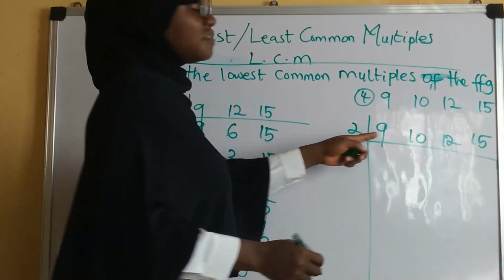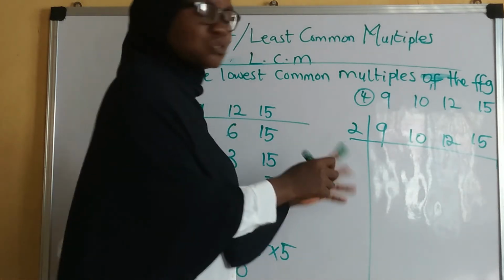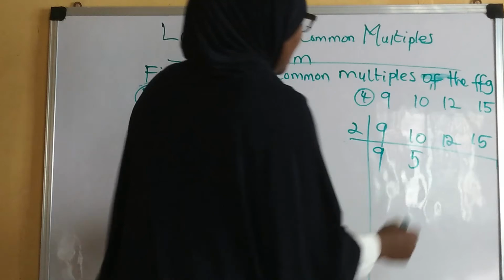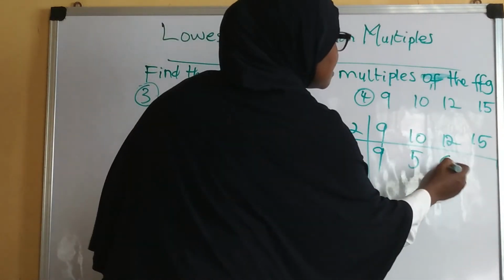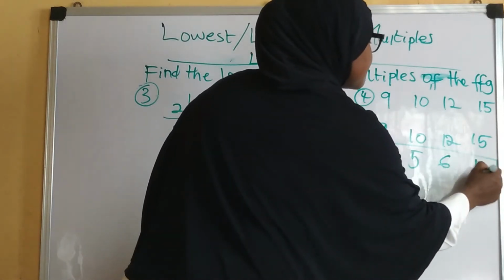So if I use 2, can 2 divide 9? Yes, it will divide, but it will give me a decimal, and I don't want that. So my 9 is going to remain. How many 2 can I get in 10? 5. How many 2 can I get in 12? 6. How many 2 can I get in 15? I don't need the remainder, so my 15 is going to remain.